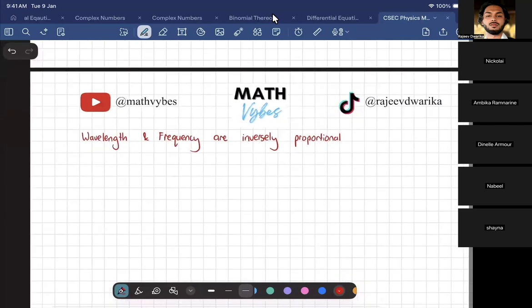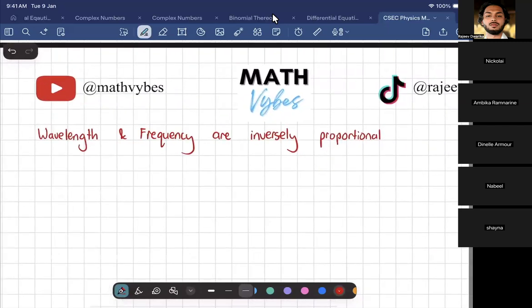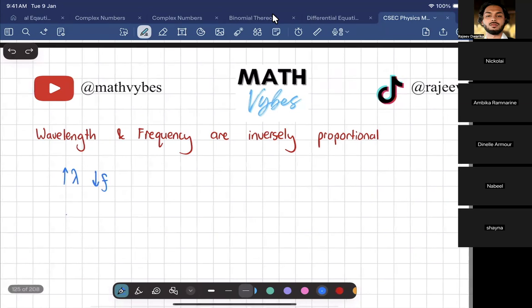So Nikolai, let me try to understand this, right? According to what I'm saying here, if the wavelength goes up, what is happening to the frequency? The frequency will go down. And if the frequency is going up, what is happening to the wavelength? The wavelength will go down. And that is what inversely proportional means, right? Opposite. They have an opposite relationship.